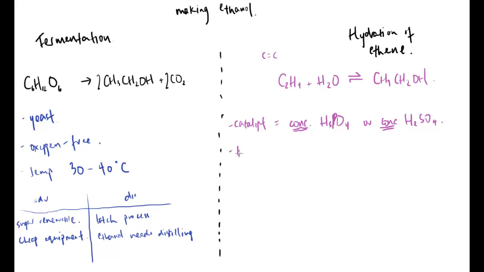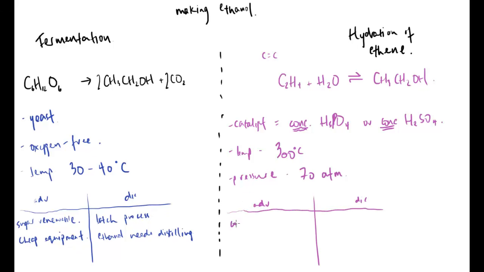A few more things to learn here. Temperature, 300 degrees Celsius, and a pressure, 70 atmospheres. And again, a couple of advantages and disadvantages. I hate these kind of tables. Advantages and disadvantages. Advantage, it's continuous, so it's the opposite to the delight that is fermentation.